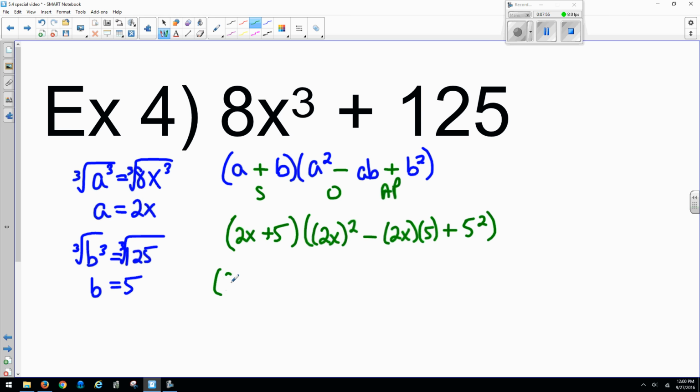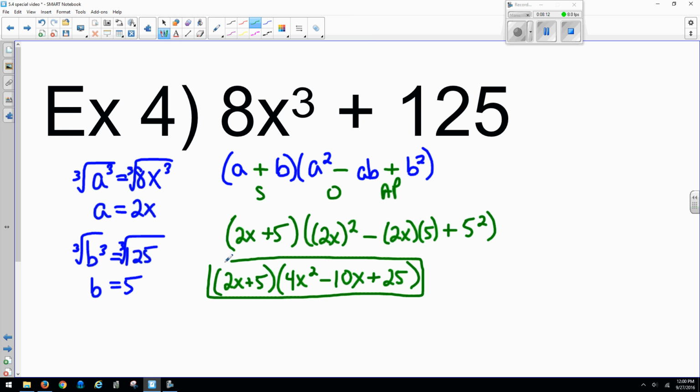And so go the one more step and multiply this out. So this becomes 4x squared minus 10x plus 25. And that is the answer. That's the factored form of 8x cubed plus 125.